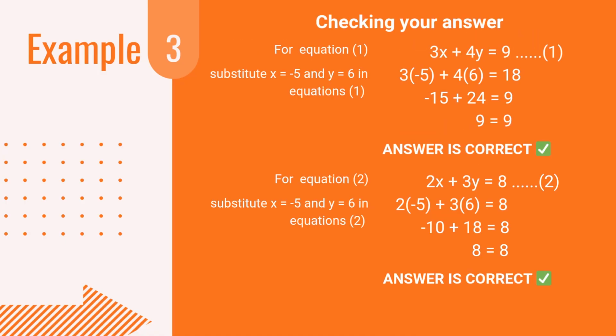Moving forward, take the next few seconds to check your answers by substituting x equals minus 5 and y equals 6 in both equation 1 and equation 2. Doing that, we got 9 on our left-hand side and 9 on our right-hand side for equation 1, and 8 on our left-hand side and 8 on our right-hand side for equation 2, which means our answers are correct. Congratulations, you are now a master of solving simultaneous equations by substitution.